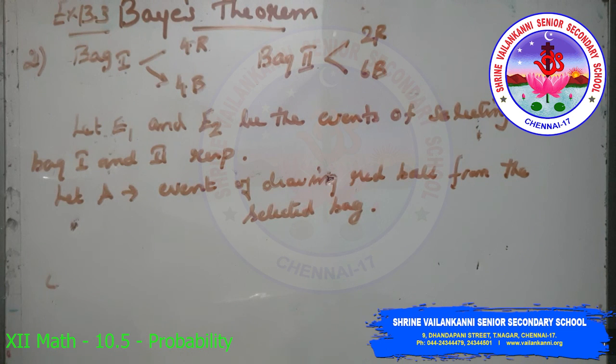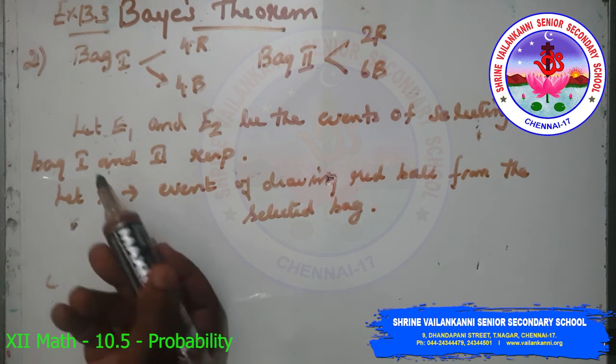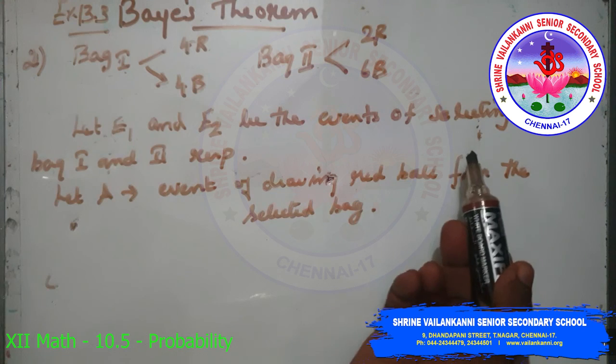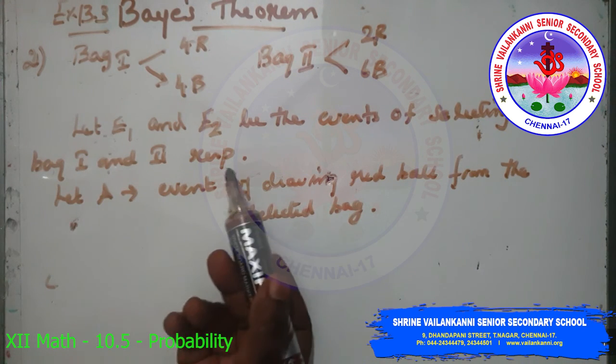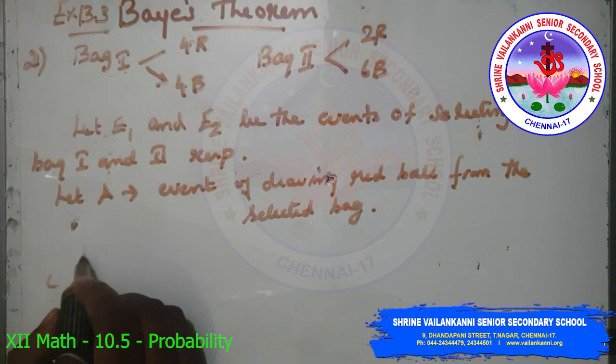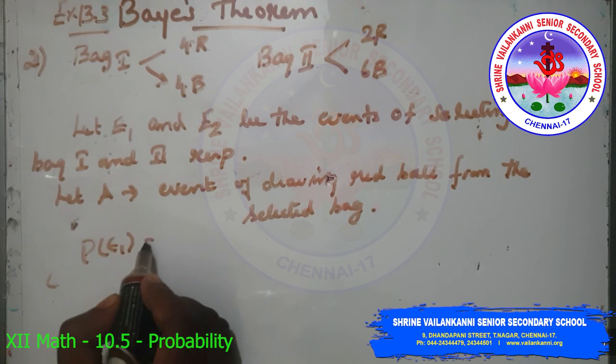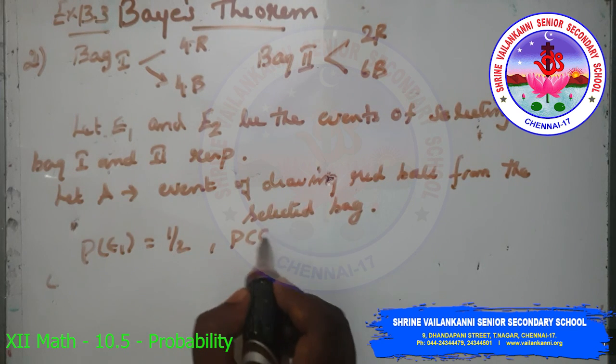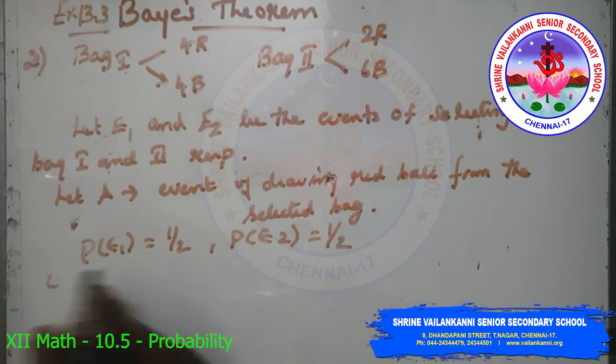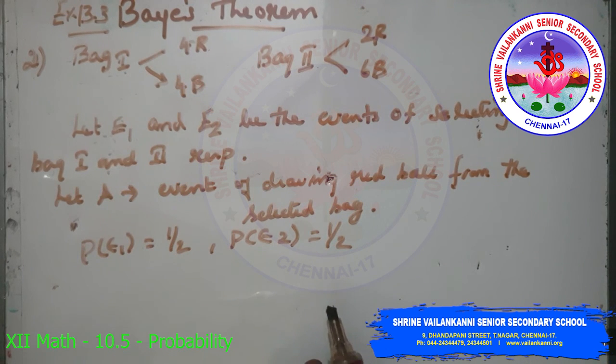Here one of the 2 bags is selected at random. So we have totally 2 bags, and one bag is selected at random. Let E1 and E2 be the events of selecting bag 1 and bag 2 respectively. So P(E1) is 1 by 2 and P(E2) is 1 by 2, since we select any one bag out of 2. So P(E1) is half and P(E2) is half. Let A be the event of drawing a red ball from the selected bag.